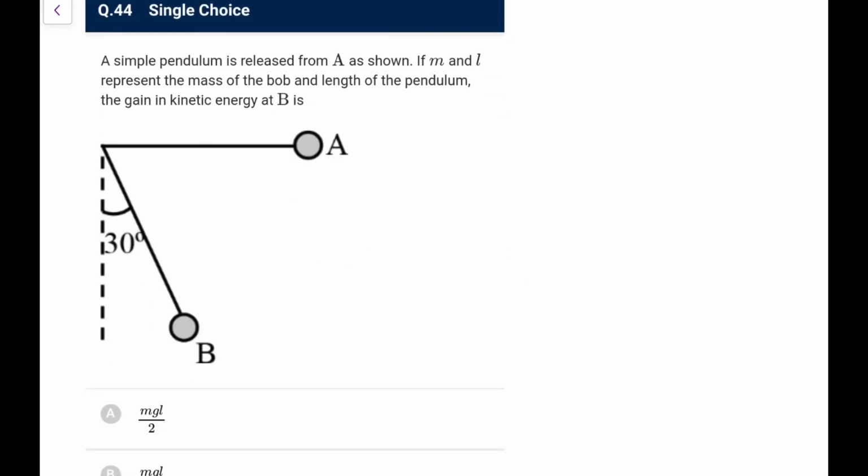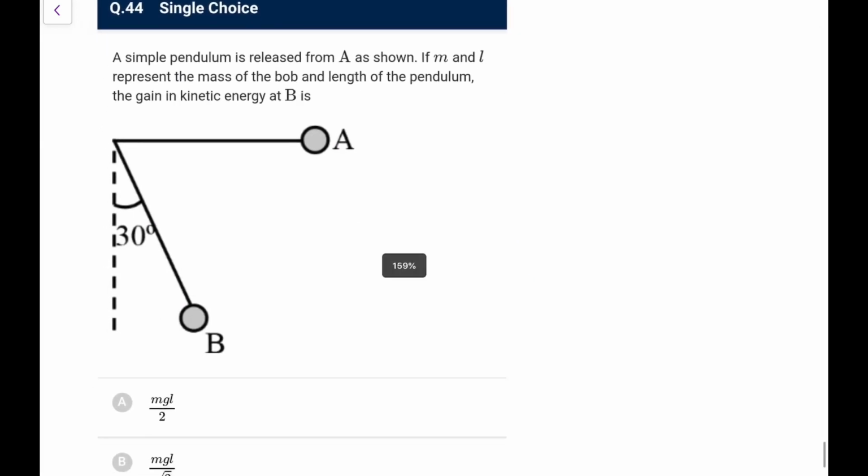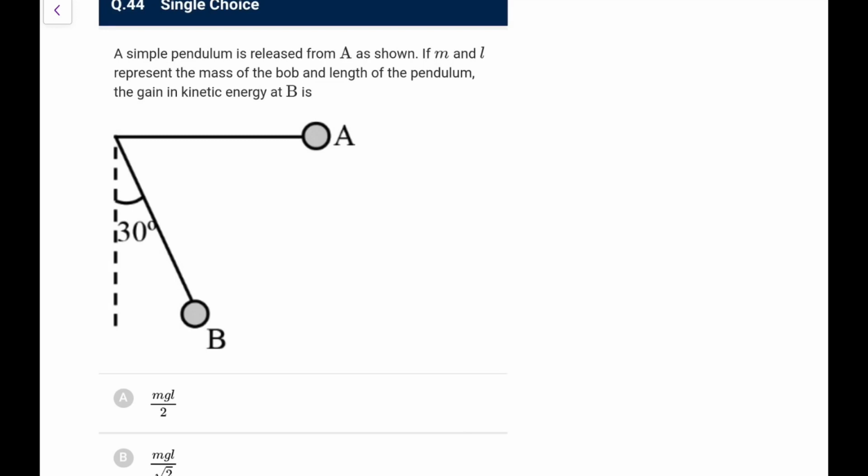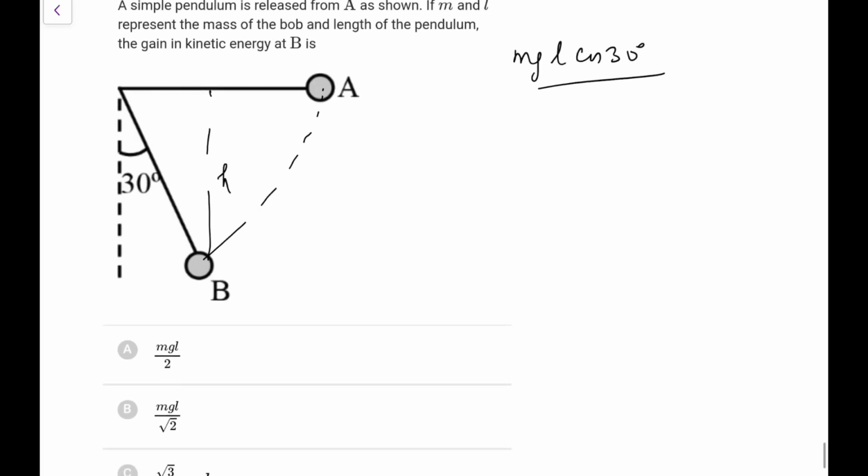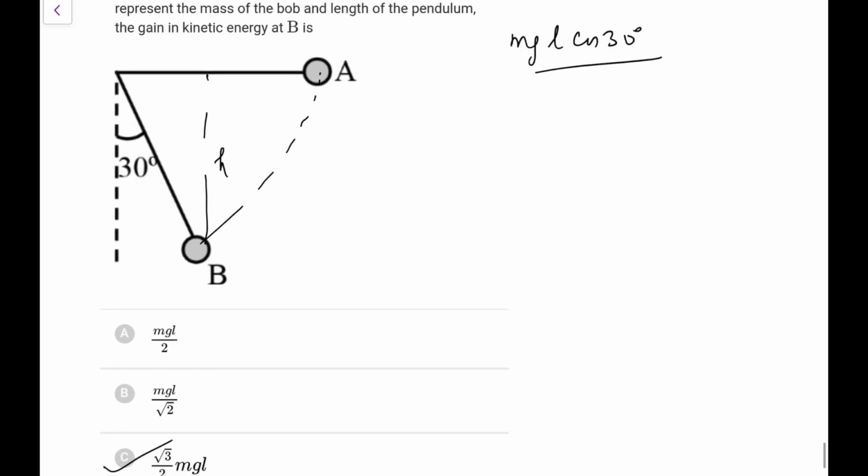A simple pendulum is released from A as shown. If m and l represent the mass and length, the gain in kinetic energy at B is equal to the loss in potential energy. It has gone down by height h. h would be l cos 30, so that is mgl cos 30. So mgl cos 30 is root 3 by 2 mgl. Go for option C here.